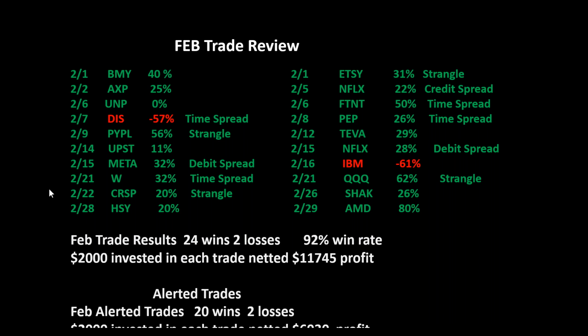And if I take a trade after 3:30 or 20 minutes of 4 in the afternoon, just before market close, again, I don't think it's fair to send it out to the alert service because it's not enough time for them to trade it. We also do some trades that are more experimental that I don't send out to the alert service. So this was our February trades: 24 wins, 2 losses, a 92% win rate, 2,000 invested in each trade, netted 11,745. This is a pretty big month for us.